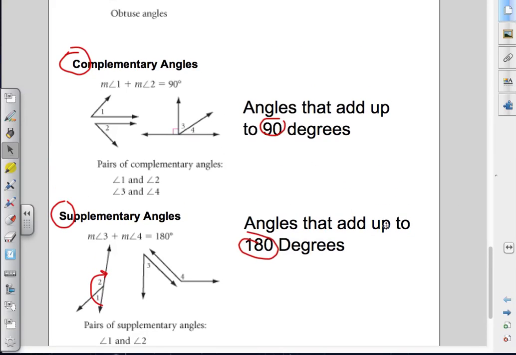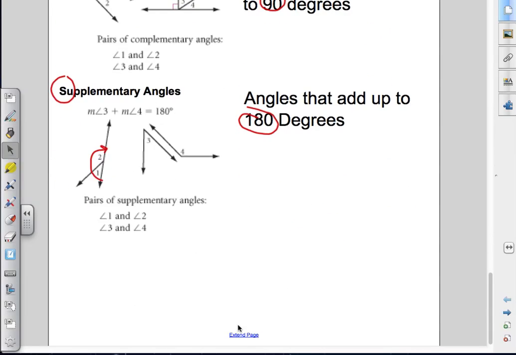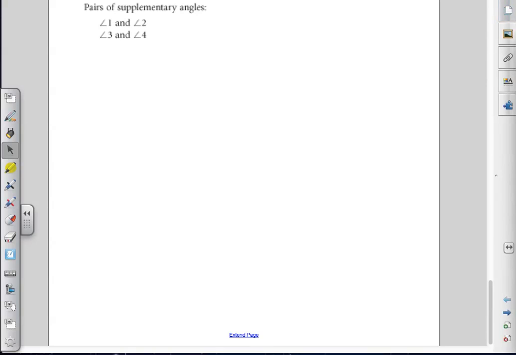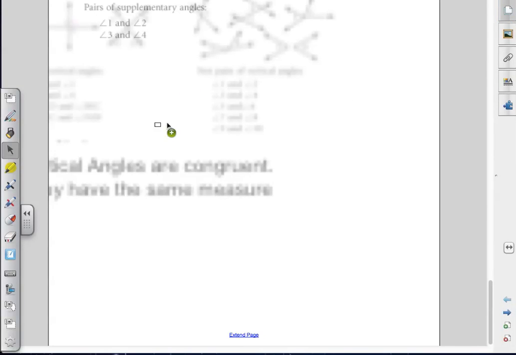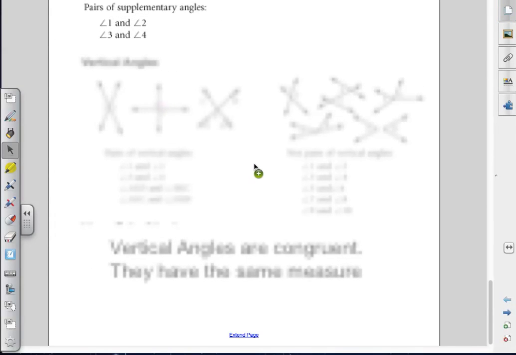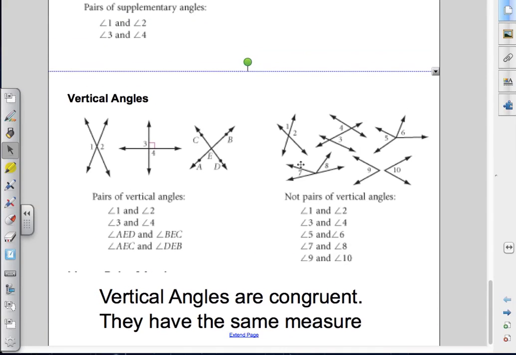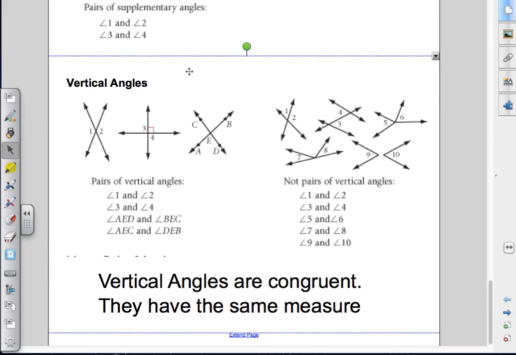Okay. Next, now here's where it gets a little bit deep. Now we're going to talk about vertical angles. Before we talk about the description, I want you to notice something here. These are two straight lines intersecting at a point. And it's saying here that angle 1 and angle 2 are vertical.